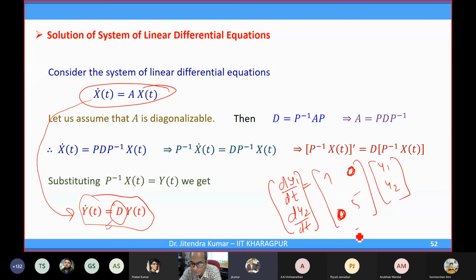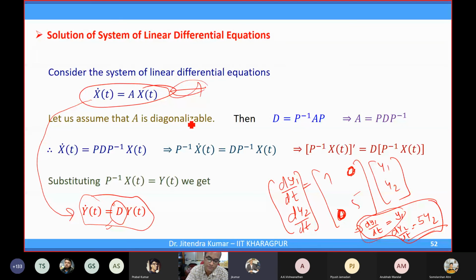So what is the first equation? Your first equation is dy1/dt is equal to just y1. The second equation is dy2/dt is equal to just 5 times y2. So we have two equations and they are decoupled. They are not coupled, they are non-coupled equations. The first one is dy1/dt equal to y1. You know how to solve that. This is not a system anymore. The second equation in y2: dy2/dt is equal to 5y2. This is not a system either. So now we started with a system and we got two decoupled equations which can be solved independently.